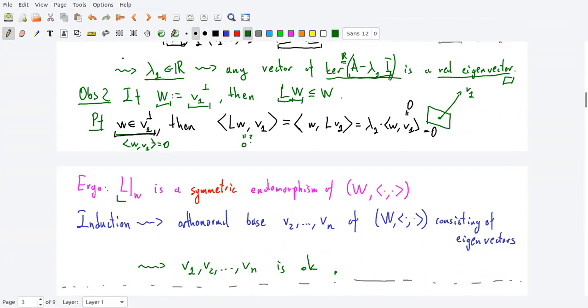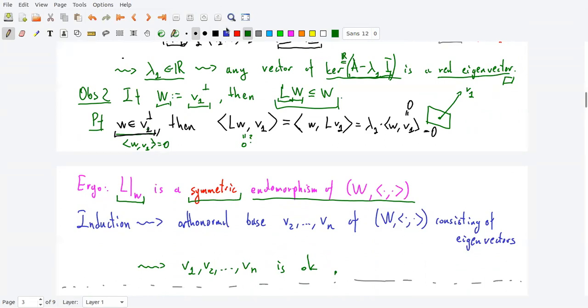Good. So what is now the conclusion? If I take my operator L and I restrict it to the subspace W, it is again an endomorphism of this subspace. Well, we have just proved it here. And it is symmetric, right? Because, well, it was symmetric on the whole space, so it must be symmetric also on the subspace.